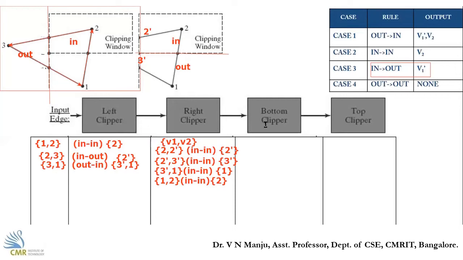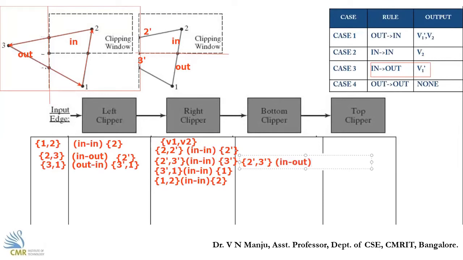Let's see which point we can start from. We finished 1 to 2. We finished 2 to 2 dash. Now we are going to start from 2 dash to 3. I'll put it like this: 2 dash comma 3 dash. Correct? What is that? It is from in to out.